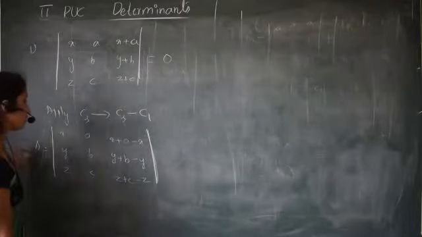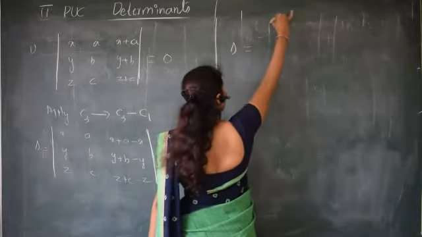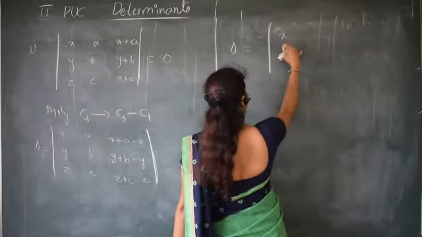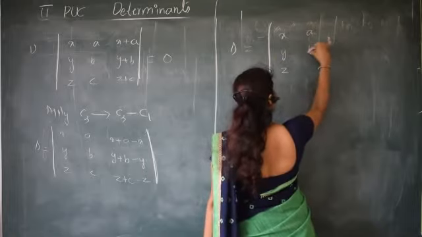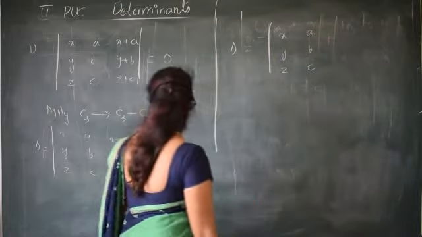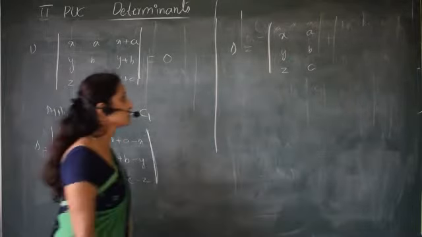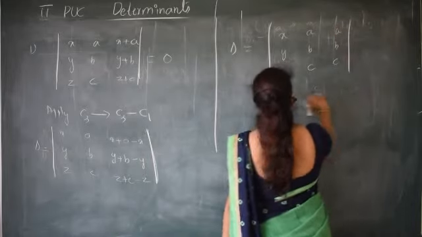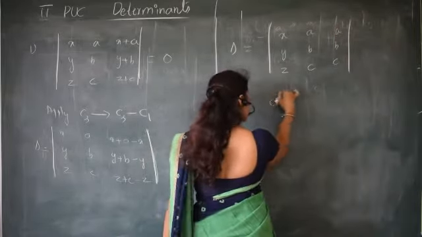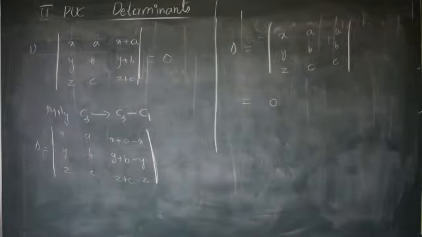Then this becomes delta is equal to X, Y, Z, A, B, C. The last column: X minus X is 0, Y minus Y is 0, Z minus Z is 0. So we are getting only A, B, C. So this will be equal to 0. Why is it 0? Two columns are identical.